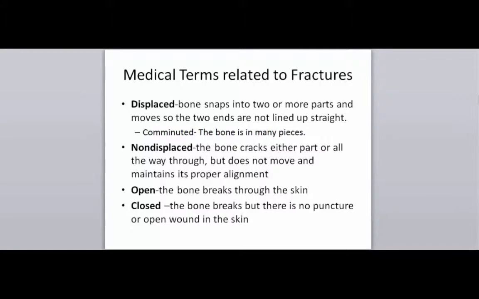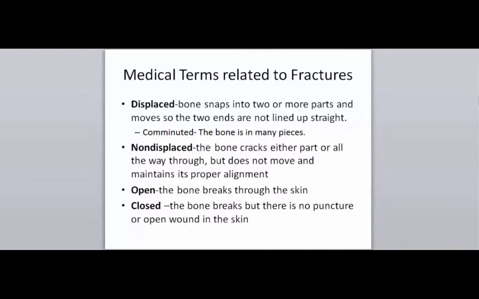Okay, here's some more medical terms related to fractures. You've got displaced, where the bone is actually snapped in two and now the two ends are not lined up anymore. Comminuted is a very common displaced fracture. The non-displaced is when the bone is cracked but it hasn't moved, so it's still in its proper alignment, but it's cracked part of the way or all the way through.